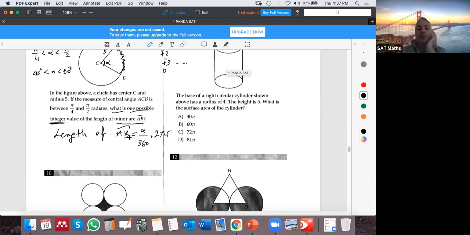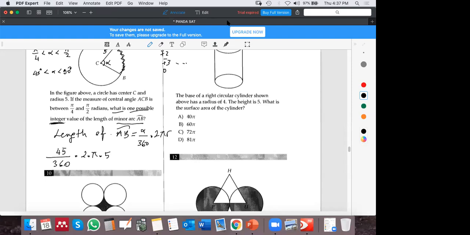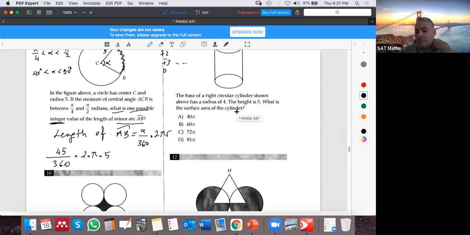Okay, so when I look at my question, it says that alpha is between 45 and 90 degrees. So what can I do? I can do this one. If my alpha is a boundary between them, so I can put this one, pi over 4, which is 45. So 45 degrees divided by 360 degrees times 2 times pi times radius, which is 5 given. Okay. Now, this is left boundary.